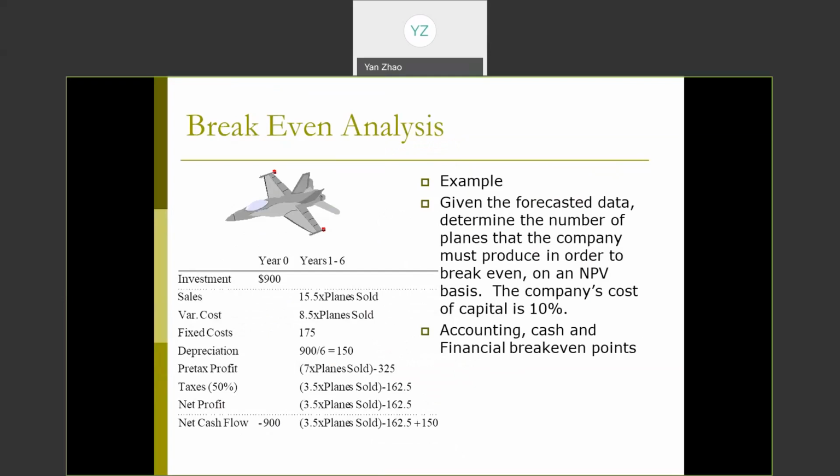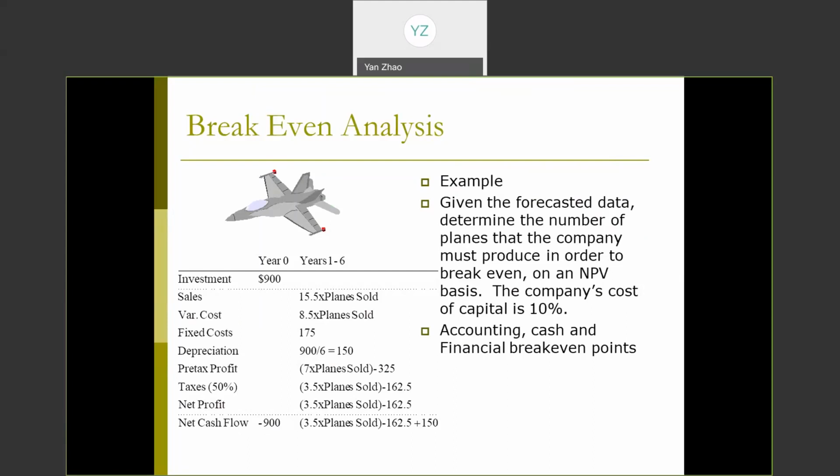Okay, so now we are going to do the break-even analysis using this airplane example. Right. Now suppose you are looking at an airplane project. In year 0, you have to make a $900 investment. Again, here it's actually 900, say, billion dollars. But for simplicity, I will drop all the zeros. $900 investment in year 0.